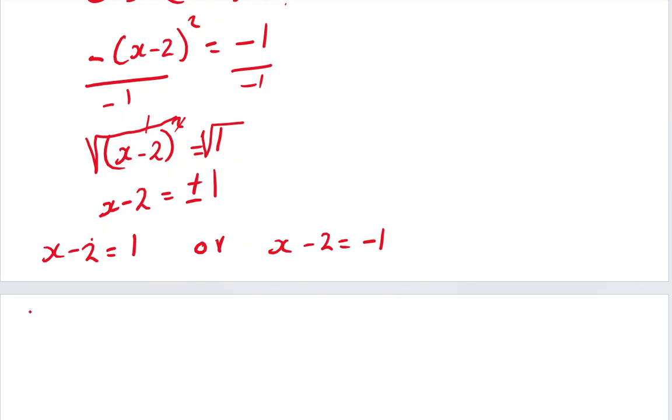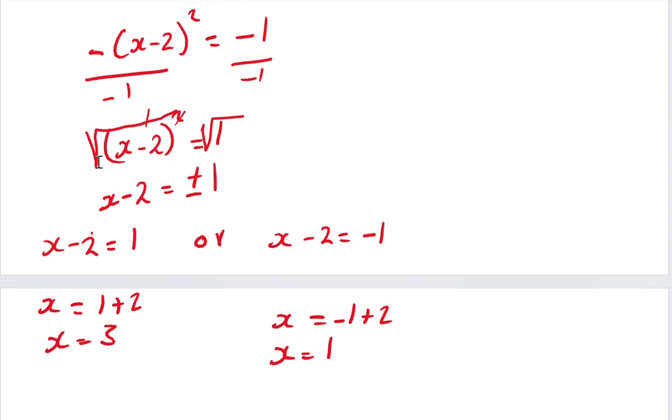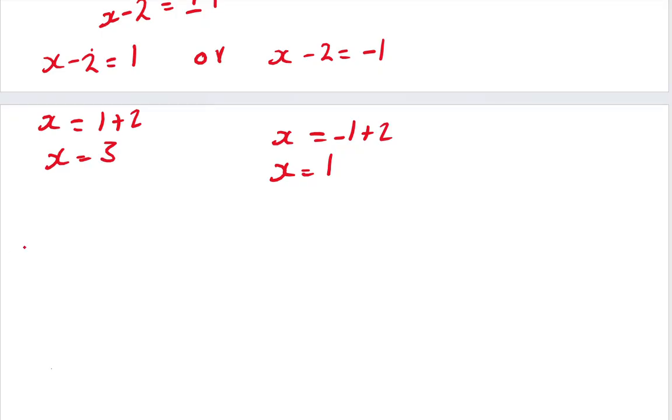So here x minus 2 equals +1. We're going to have x equals 1 plus 2, so x equals 3. Here on the other side, we're going to have x equals -1 plus 2, so x equals 1. Do you get me? So the coordinate of A will be 1 and 0, since we say y is 0, and the coordinate of C will be 3 and 0. Do you get me?